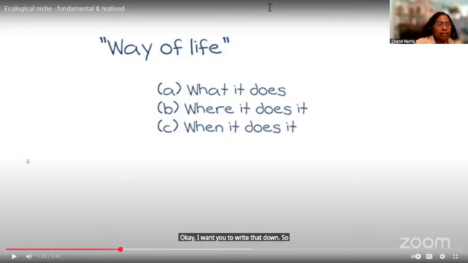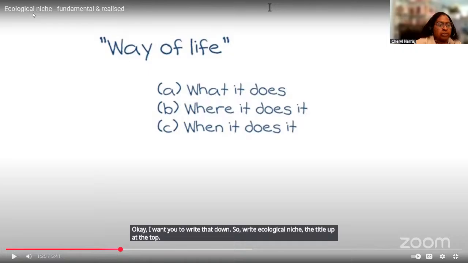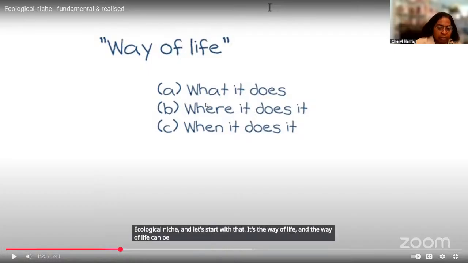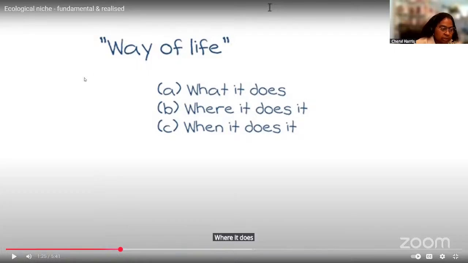So write ecological niche, the title up at the top. Ecological niche. And let's start with that. It's the way of life, and the way of life can be what it does, where it does it, and when it does it. Okay?